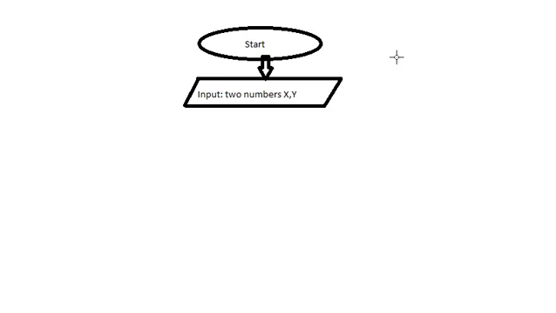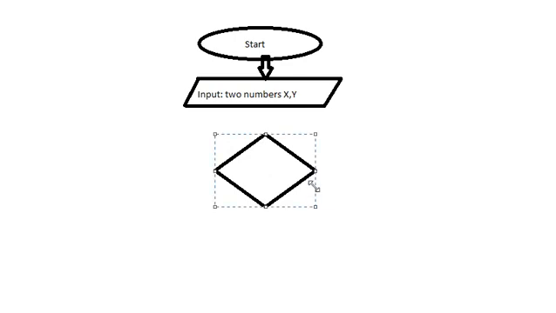So the next step is to take a decision that which number is bigger, either x is greater than y or x is less than y. So here I'm going to include a decision symbol which is considered as a diamond in flowchart. Okay, now I'm going to write here within this symbol: is x greater than y?